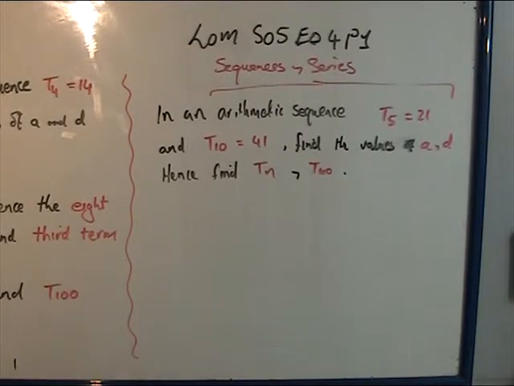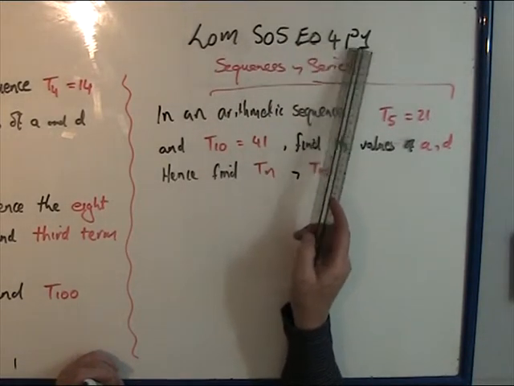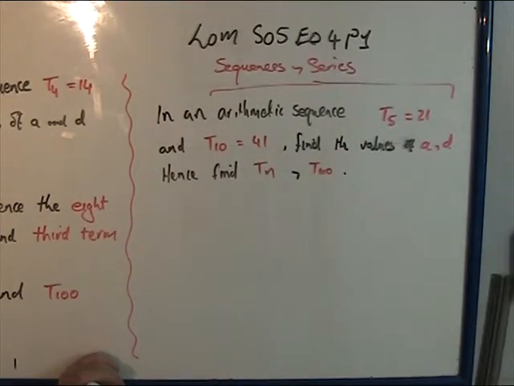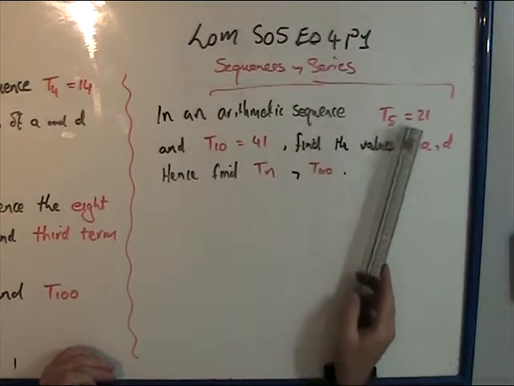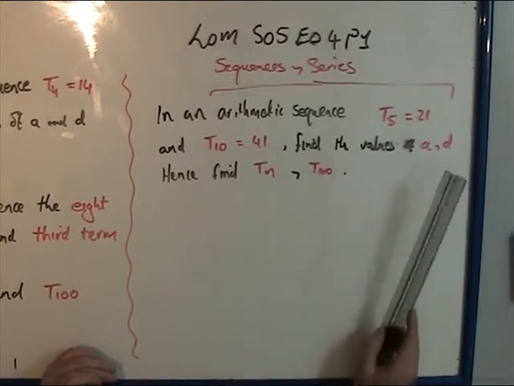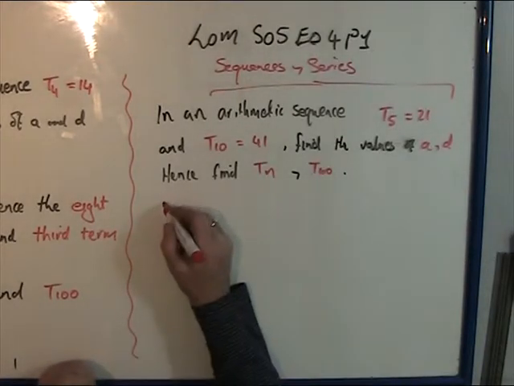Right, today we're on Leaving Cert Ordinary Level Maths, Series 5, Episode 4, Paper 1, Sequence of the Series. My name is Michael, and we'll have a look at this question. It says, in an arithmetic sequence, T5 is equal to 21, T10 is equal to 41, find the values of A and D. Okay, I'm going to show you how to do this.